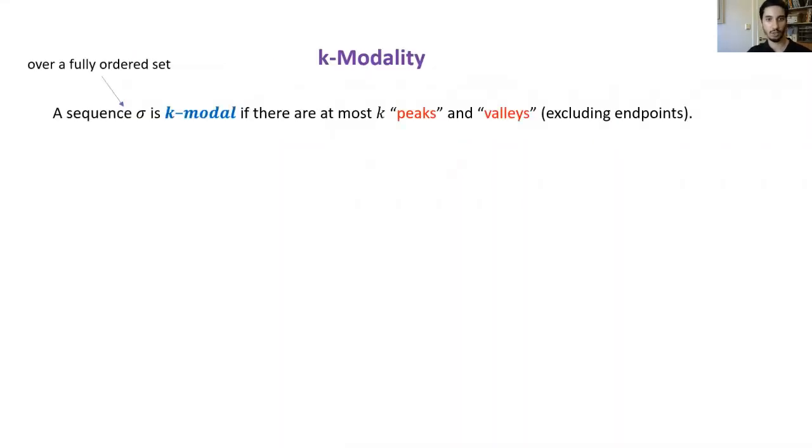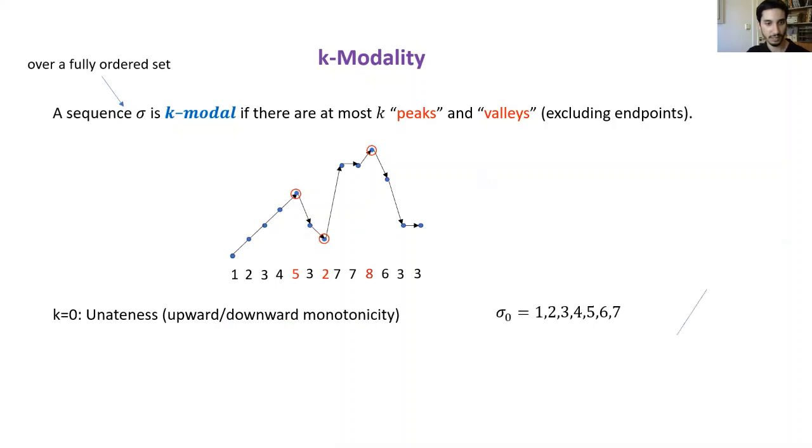A sequence sigma is said to be k-modal if there are at most k peaks and valleys, excluding the endpoints. For example, this sequence has 1, 2, 3 peaks and valleys. The special case of k equals 0 is unateness, which is just upward/downward monotonicity. And the special case of k equals 1 is the case of unimodality, as in this example.